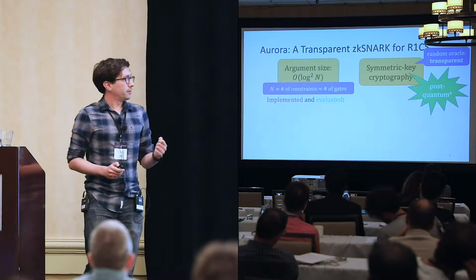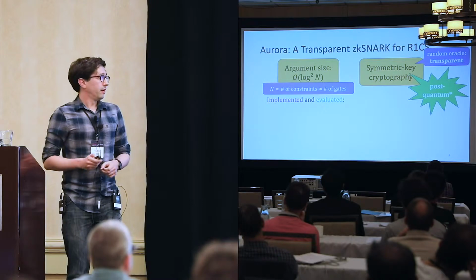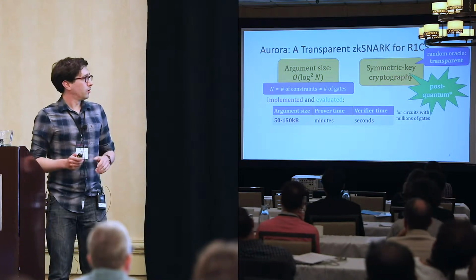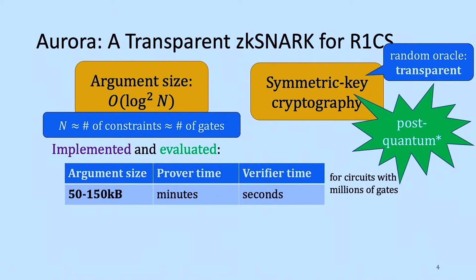Okay, and what's more, we've implemented the system and evaluated it. So here are some numbers, and Dev will talk a little bit more about the actual evaluation and the implementation later. But just to give you a primer: for circuits with a few million gates, we get an argument size of something like 50 to 150 kilobytes. Prover time is on the order of minutes, and verifier time is on the order of seconds.